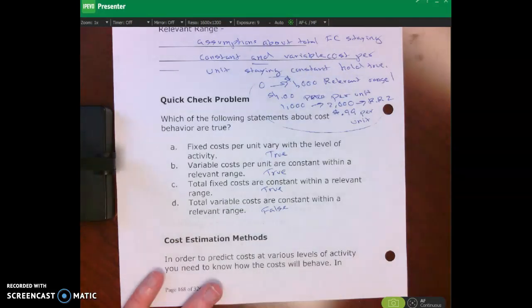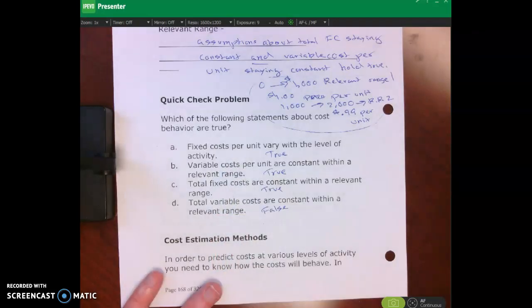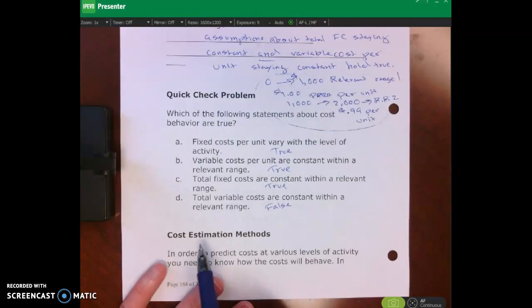Total variable costs are constant within the relevant range. No. Total variable costs would still increase or decrease even within the relevant range. The variable cost per unit stays constant within the relevant range. Okay. So in order here, let's talk about cost estimation methods.